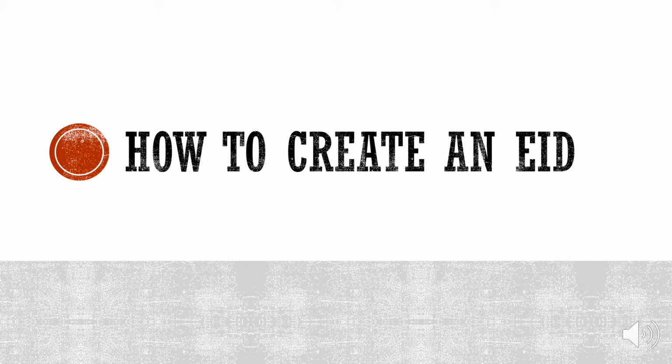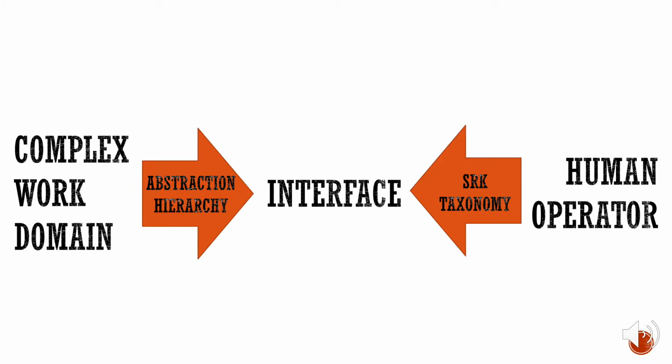So how do you create an ecological interface design? Well, the interface is the intersection of the complex work domain and the human operator. So in order to analyze the complex work domain, we can use abstraction hierarchies to break that down. And then we want to look at the skills, rules, and knowledge of the human operator as they interact with the interface.